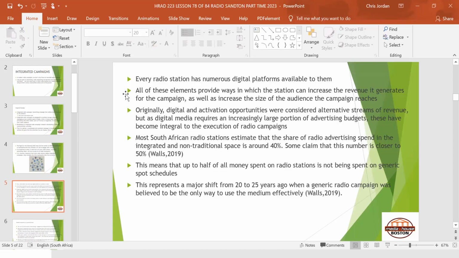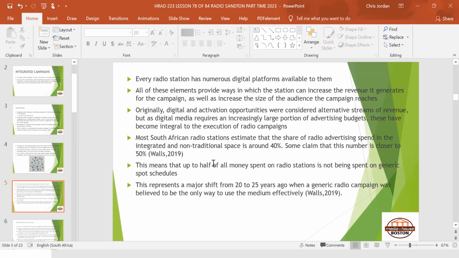Right. All of these elements provide ways in which the station can increase the revenue it generates from the campaign, because we can charge. We've seen in previous examples how expensive certain campaigns can be when we include the digital aspect, or the digital strategy and the marketing plan that we want to include. You're going to see those examples come up a bit later in the lesson itself. Just to kind of refresh that as well.